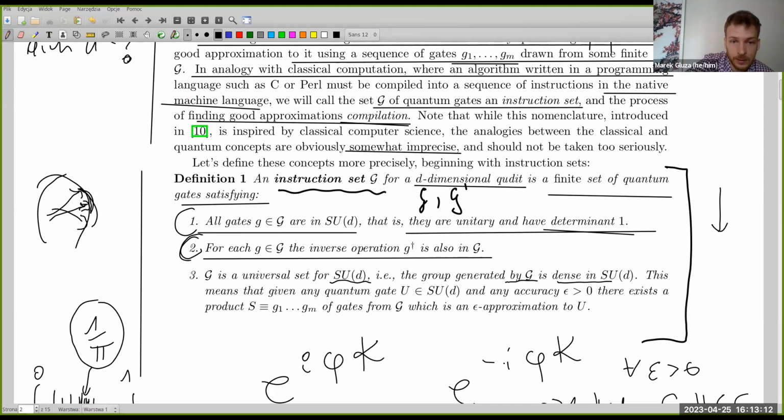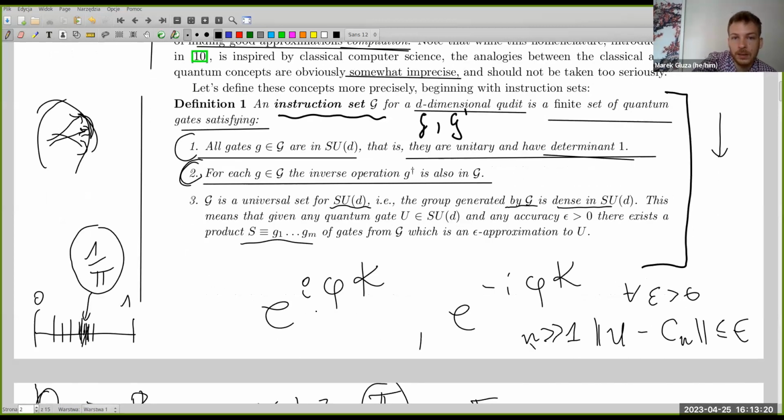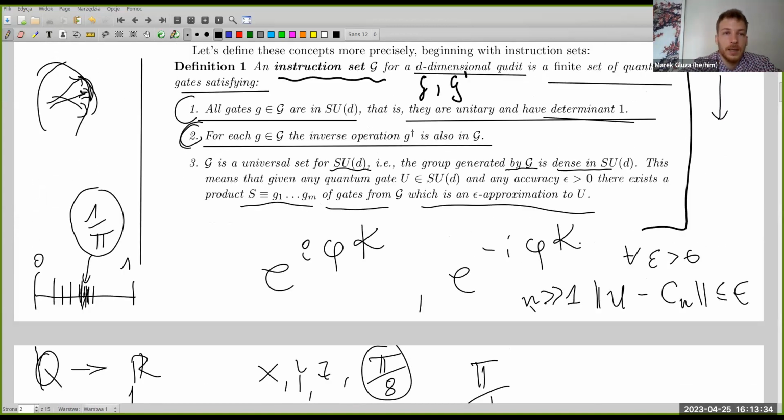This means that given any quantum gate U and any accuracy epsilon, there exists a product C of gates which is an epsilon approximation to U. And because I can keep making this epsilon smaller and smaller, I can get convergence to any unitary. Okay, so any questions about this definition? It's making more precise what it means that I have a universal gate set and what universality means. Universality means approximation up to any epsilon. And a universal gate set means a set of operations that achieves that.